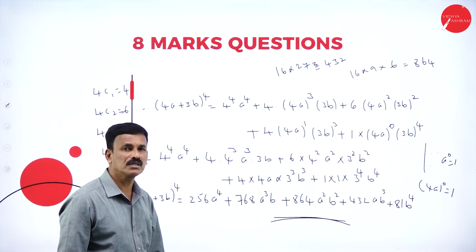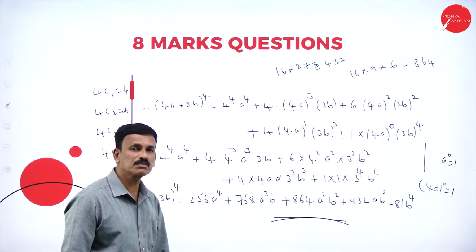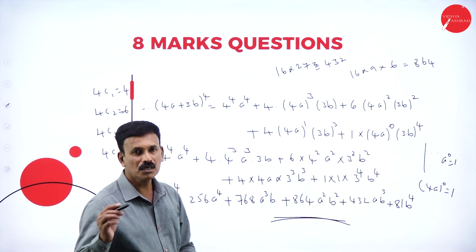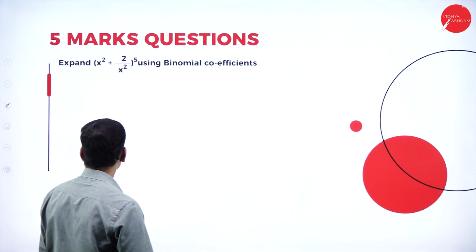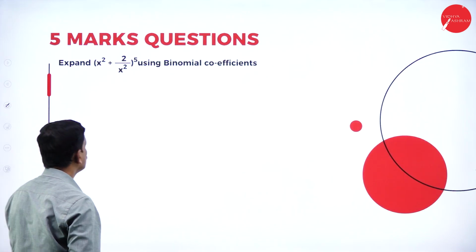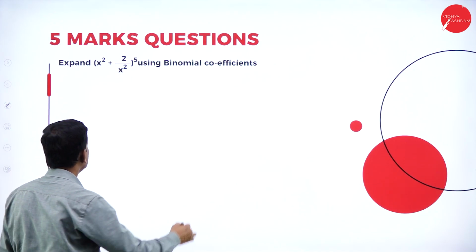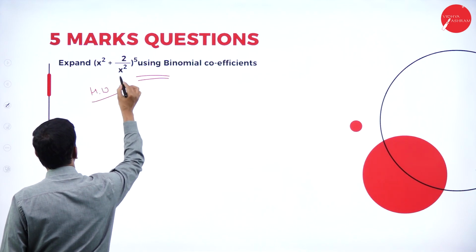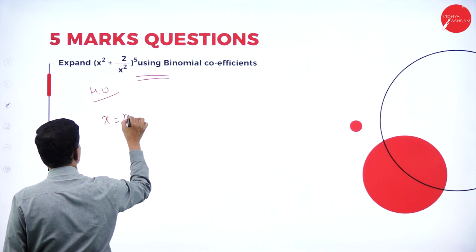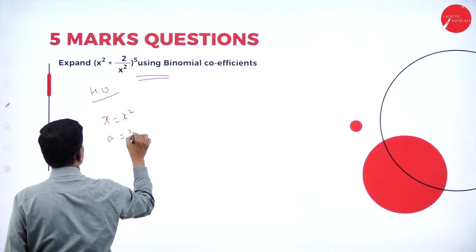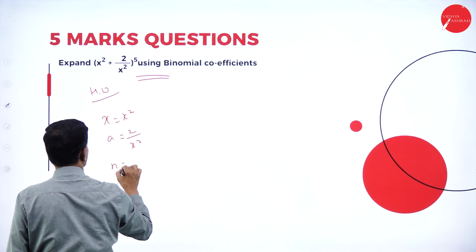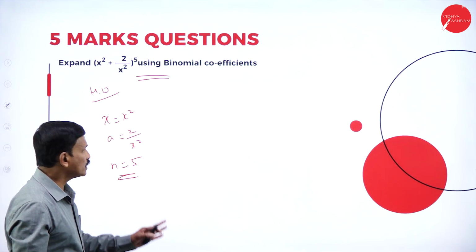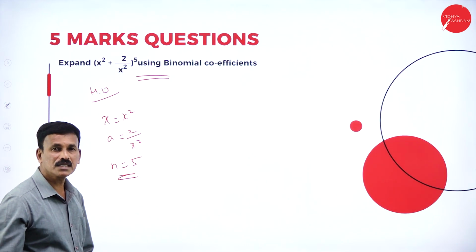Very important for 8 marks. So definitely you will expect this type of question, right? Now, I'll give one homework problem for you. Same type: expand (x square plus 2 by x square) whole to the power of 5 using binomial theorem. This is a homework problem for you. Here x is equal to x square and a is equal to 2 by x square and n is equal to 5. So just using binomial theorem, solve this, you will get the answer.